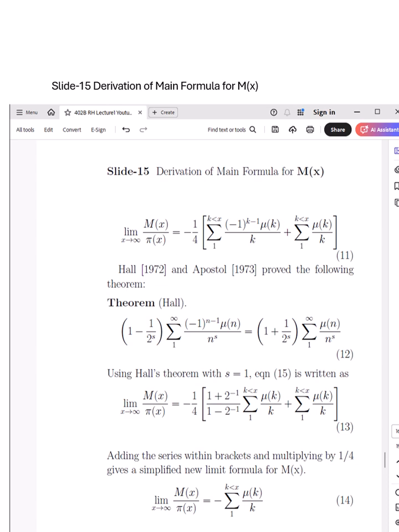It took some time before I realized the terms of the sum in equation 10 can be separated as shown in equation 11 on this slide. This would allow me to apply a theorem of Hall and Apostol shown in equation 12 to further simplify the equation.